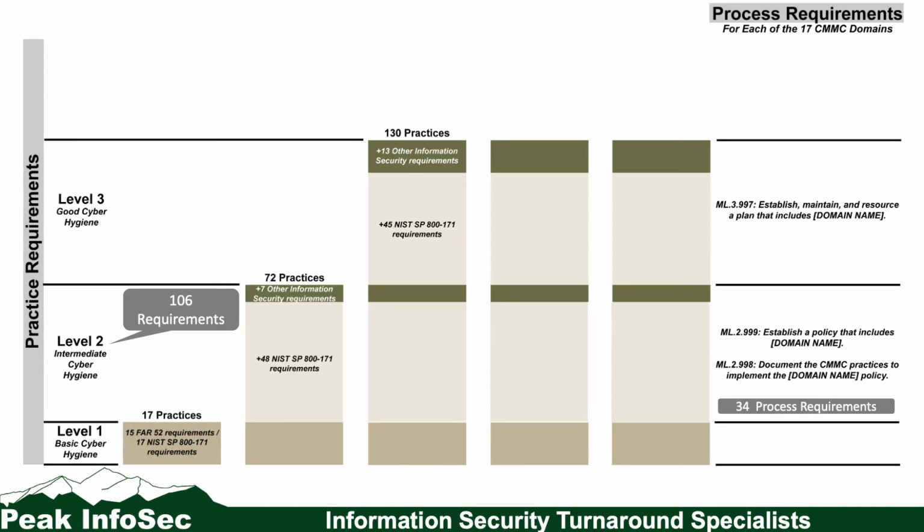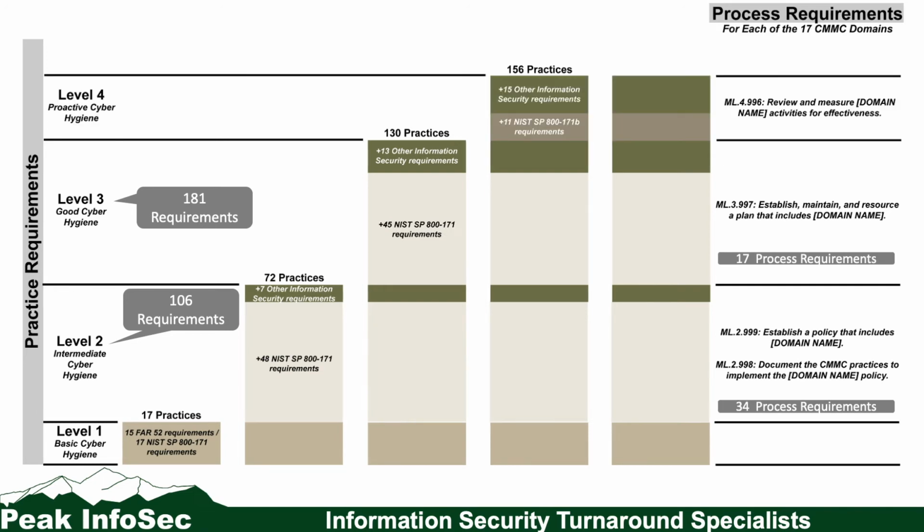So let's talk Level 3. In Level 3, DoD has added the remaining 45 NIST SP 800-171 controls plus 13 other information security requirements. This adds up to a total of 130 practices, and they've added 1 process requirement. So at this level, a contractor would have to worry about 181 overall requirements. The other thing to note about Level 3, this is the most likely sweet spot where the majority of DoD contractors that handle CUI will land.